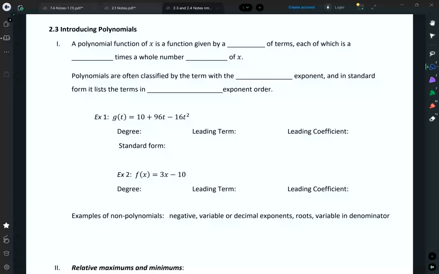So a polynomial function of x is a function given by a sum of terms. So a bunch of terms with plus and minus signs, each of which is a constant times a whole number degree of x. So the degrees have to be whole numbers.